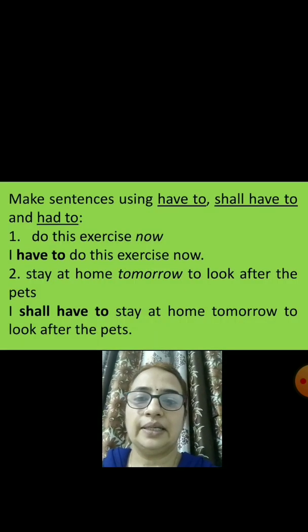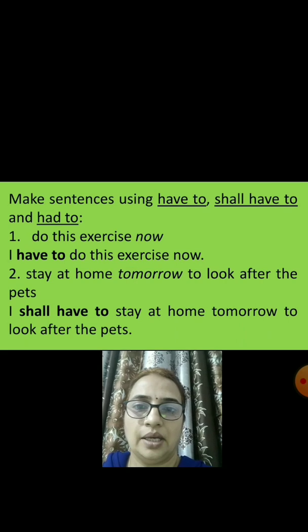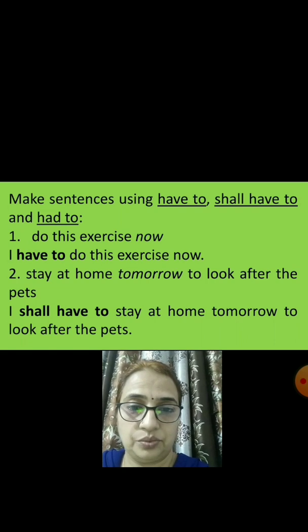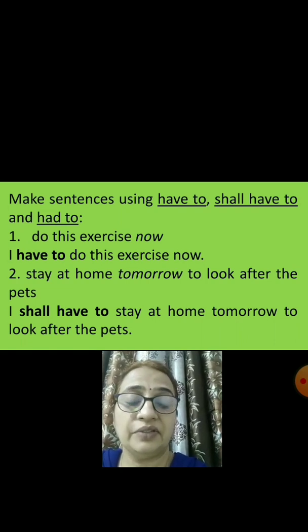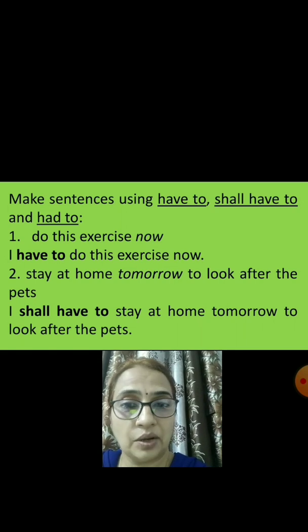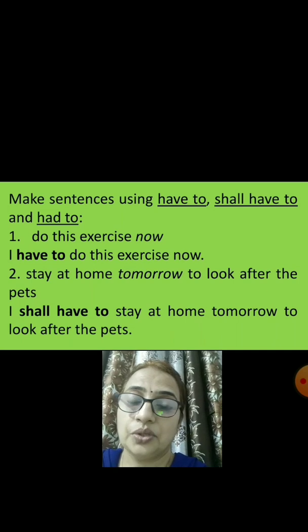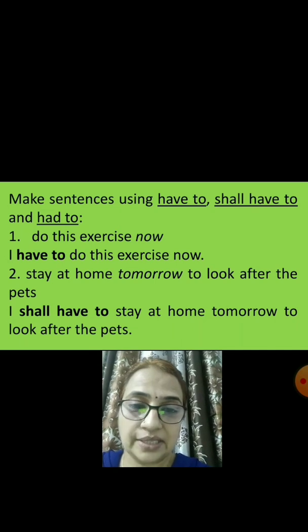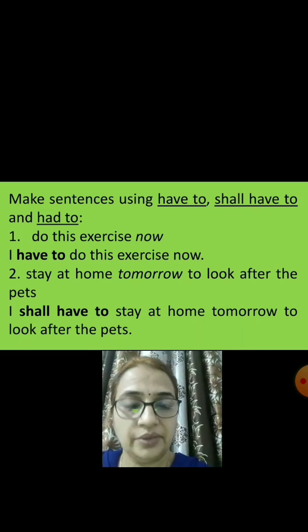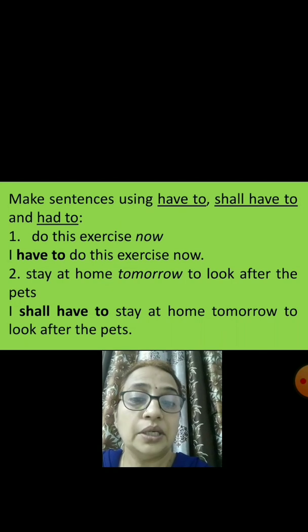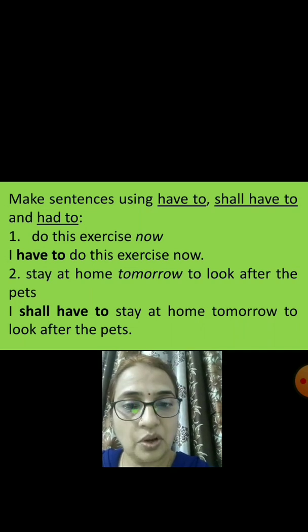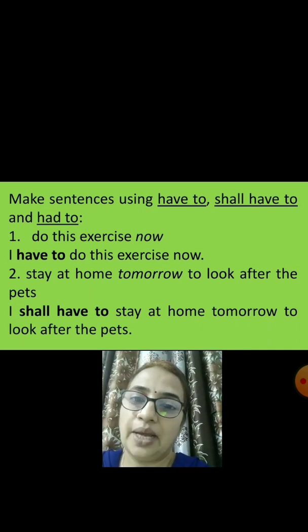Now children, when we studied these two examples, when I read the first question, do this exercise now, which word is written in italics? Now. And in the answer, we used have to. So when we studied tenses in previous classes, while solving such exercises in this chapter, children, we have to remember the tenses and accordingly make use of have to, shall have to, and had to.